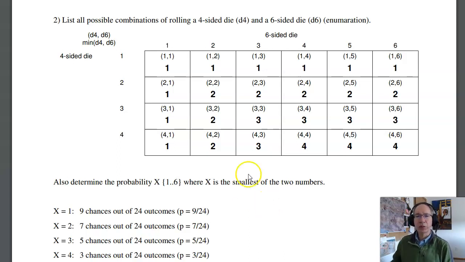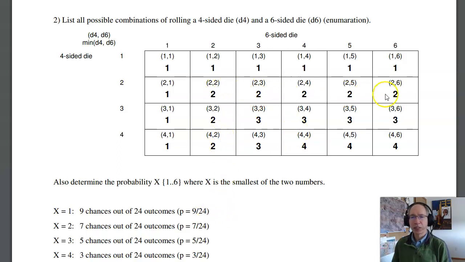Well, this is enumeration. So if I have a 4-sided die and a 6-sided die, the matrix inside here are all combinations. So we could roll a 1 and a 1, 1 and a 2, 1 and a 3, and so on. The numbers in bold are the minimum of the two. So just by counting, the probability of getting a 1 would be to add up all the 1s. There's 9 of them, 24 scores, so that gives you 9/24ths chance of getting a 1.